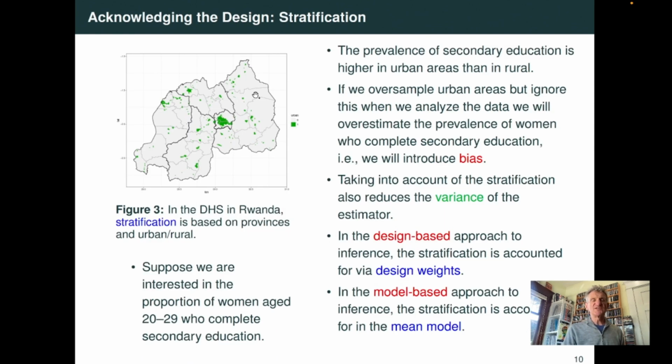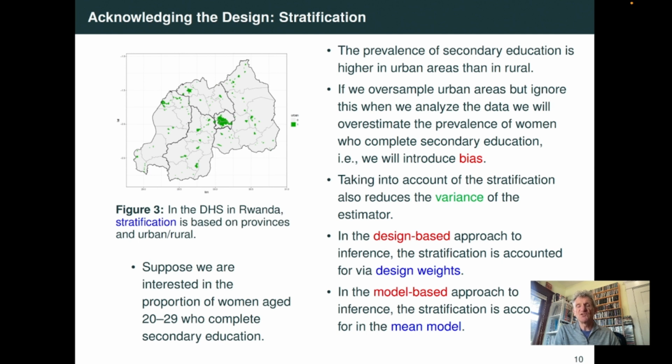Here's another map of Rwanda. This time I'm showing in green the urban areas, and in grey the rural areas. Now, I just want to explain a little bit about why we need to adjust for the stratification. Suppose we're interested in the proportion of women aged 20 to 29 who've completed secondary education. We might expect secondary education is higher in urban areas than in rural areas, so the prevalence of secondary completion is higher. So if we oversample urban areas, which is what frequently happens in the DHS and also in other surveys, then if we just ignore that when we do the analysis, that's going to lead to bias.